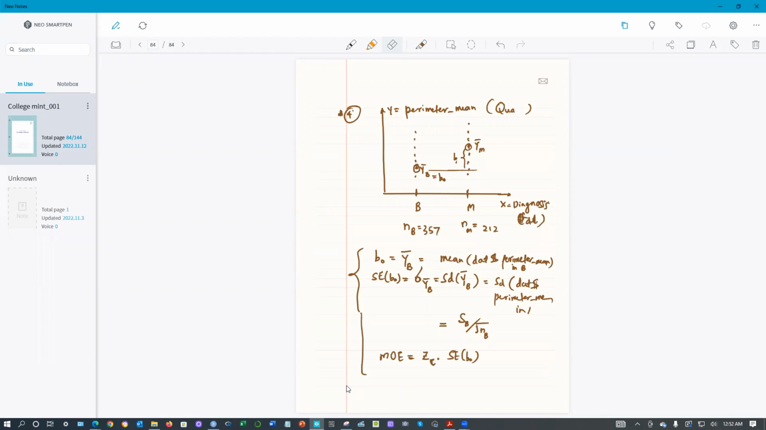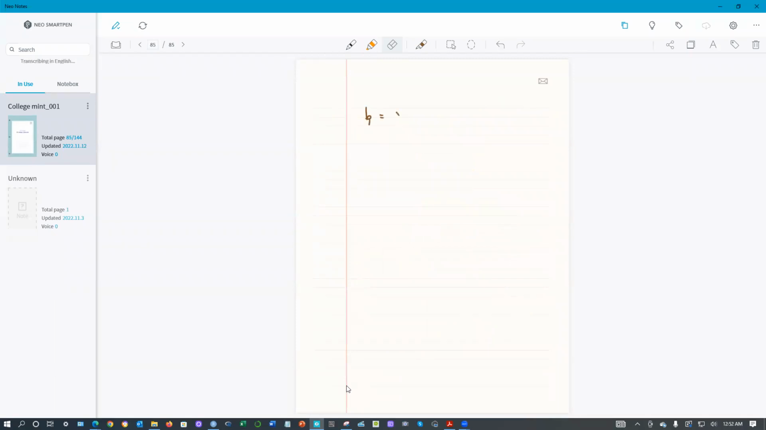If you go to the B1, look at the B1. B1 is nothing but Y bar malignant minus Y bar benign. Right? And standard error of that B1 is nothing but, how do you find it? Square root of S benign squared over N benign plus S sub malignant squared over N malignant, same square root. That's the formula, see. I'm going to add those two and then find the square root of that.